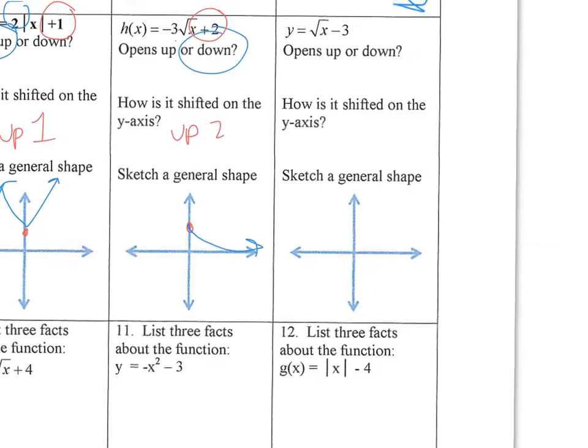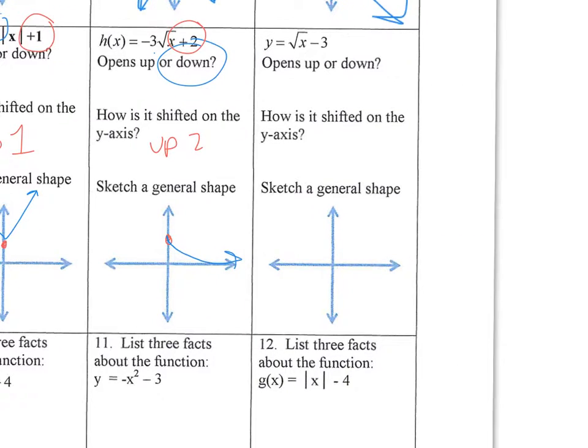And number 8, this is going to make a square root function again. It's opening up because the number in front of the square root is positive. And the constant was negative 3, so it's going down 3. So I go down 3 and have it open up.